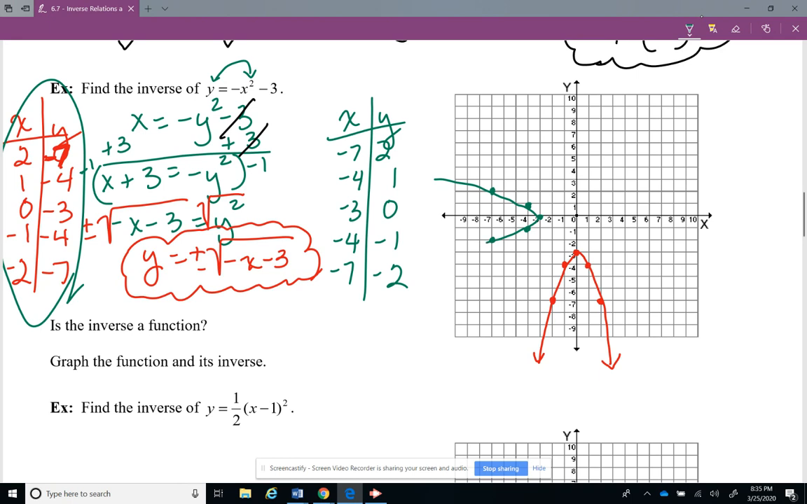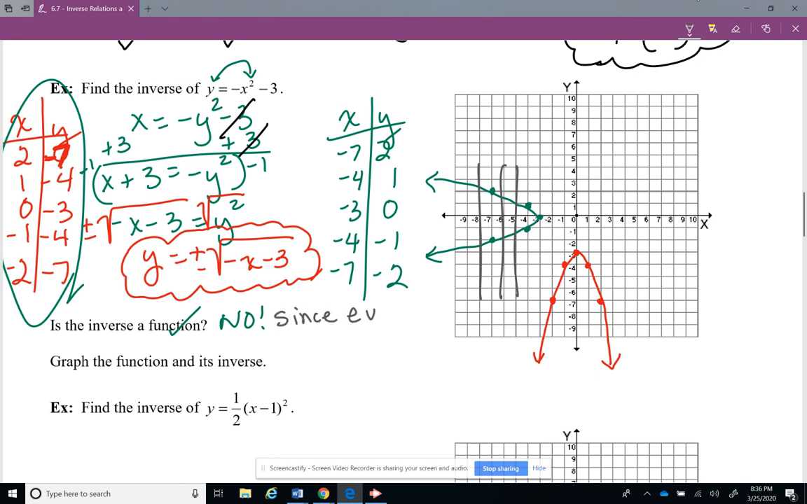Now that's supposed to be a curve, you guys. It's just hard for me to do a curve. Is the inverse a function? No, absolutely not. Why not? Well, it doesn't pass the vertical line test. If I went and did this, I go through 2 points every time. So I'm going to say the same thing that I said before.